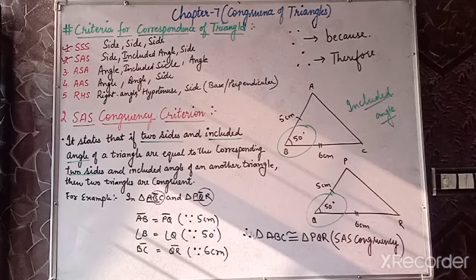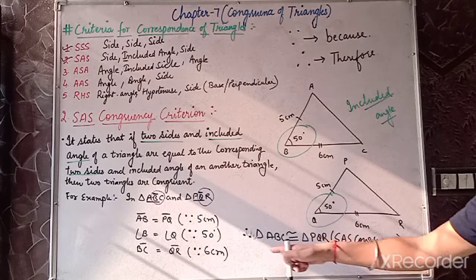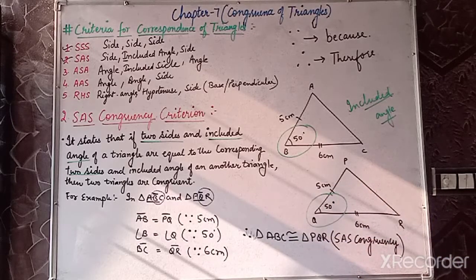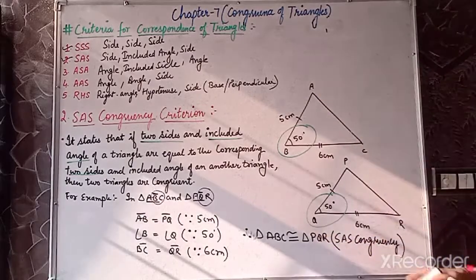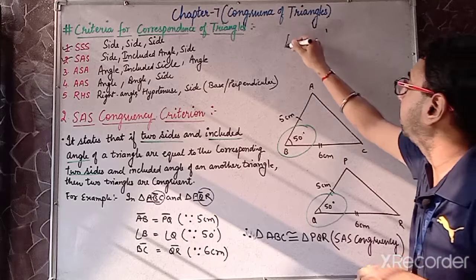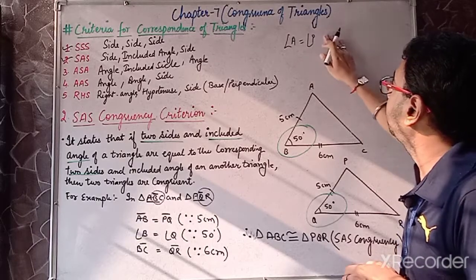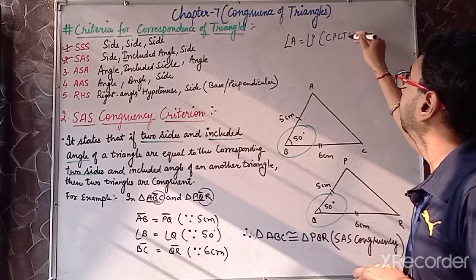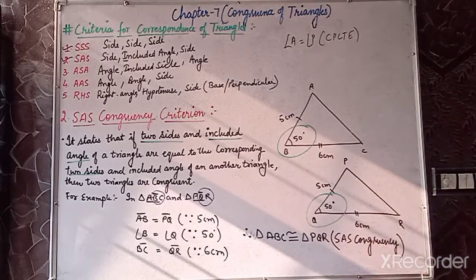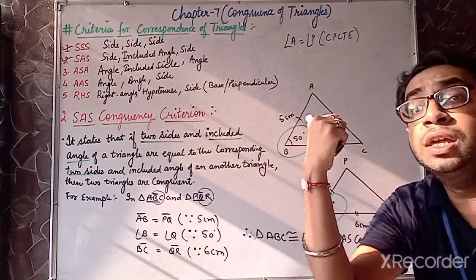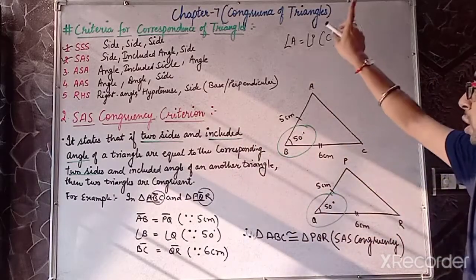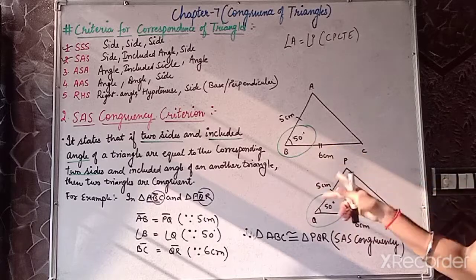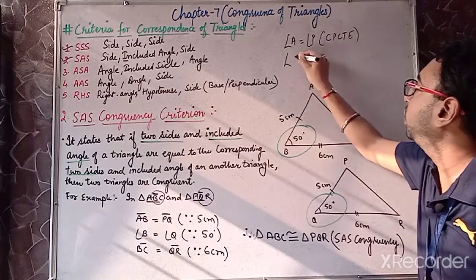Now let's look at CPCT. What is the role of CPCT in this? Now these two triangles are congruent. By this I am damn sure that angle A is also equal to angle P. Why? Because CPCT. If two triangles are congruent, then the corresponding parts are always equal. A corresponds to P, angle A equal to angle P. B and Q already. What about C and R? They are also equal again.